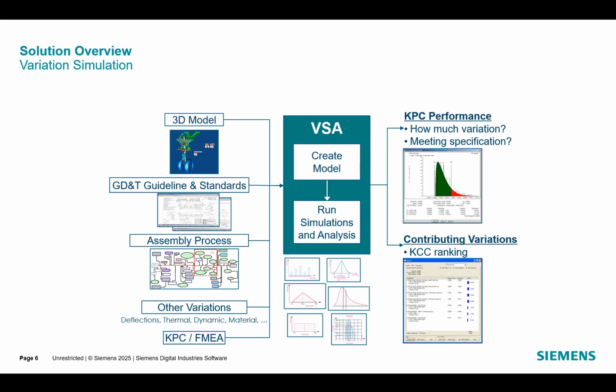VSA output includes KPC performance and KCC contributor report. The KPC simulation results can predict KPC variation and quality percentage rate from product design and assembly process planning. And the KCC contributor reports can list and rank all the contributing tolerances or manufacturing variations and identify top contributors for design improvement and manufacturing focus. GD&T optimization using VSA is a highly iterative process between design specification and engineering verification until the product design, including geometries and PMIs, are fully optimized and ready for release.